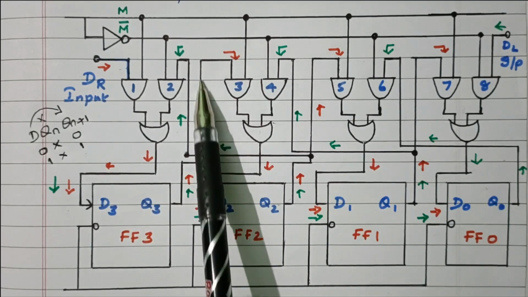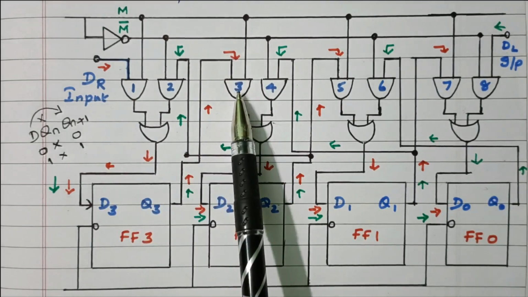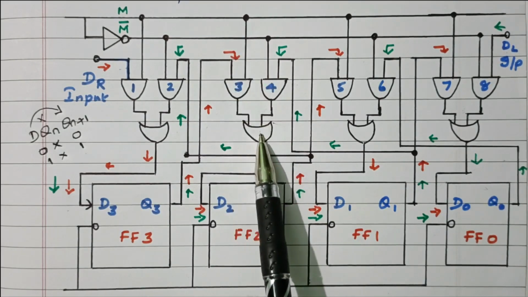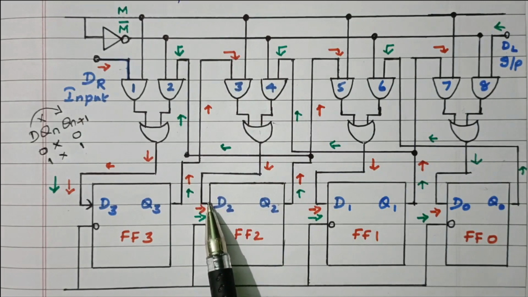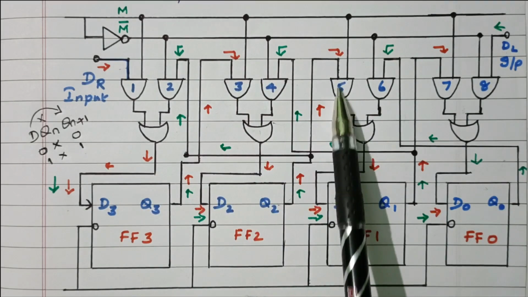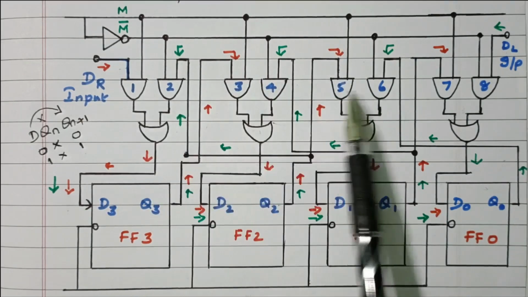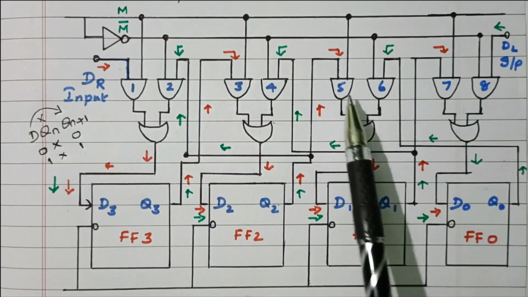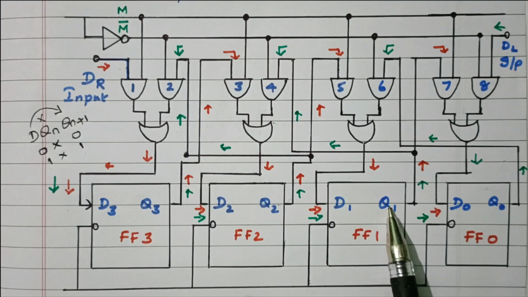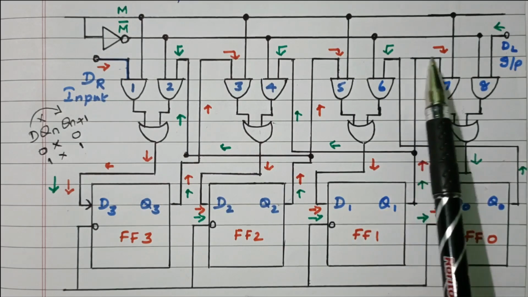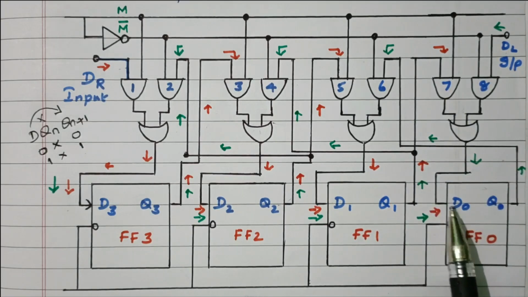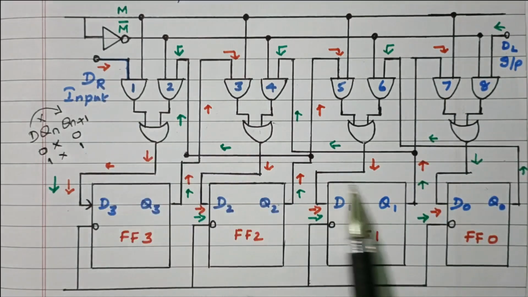This Q3 is given to the AND gate 3, right? This 3 is also connected to high level, so this is activated. So that input is given to the second flip flop. Then the output of the second flip flop is given to the fifth AND gate. So this is also already activated. 1, 3, 5, 7 are activated. From 5 it is given to the input of the third flip flop. The output of the third flip flop is given to the AND gate 7. From that it is given to the fourth flip flop, right? So now the data is shifted right side.